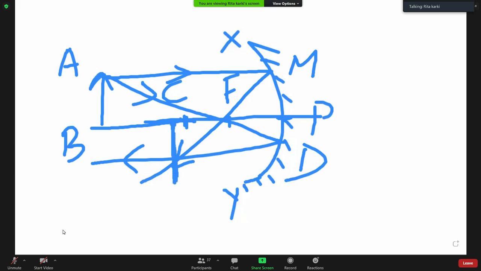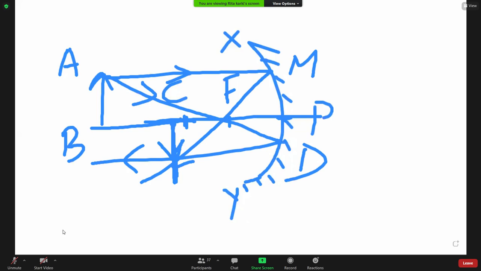This particular point where the first reflected ray of light and the second reflected ray of light meet is where the image will be formed. So this ray diagram tells us that when the object is kept beyond the center of curvature, if we place any object beyond the center of curvature, this object will form an image which is inverted in nature.